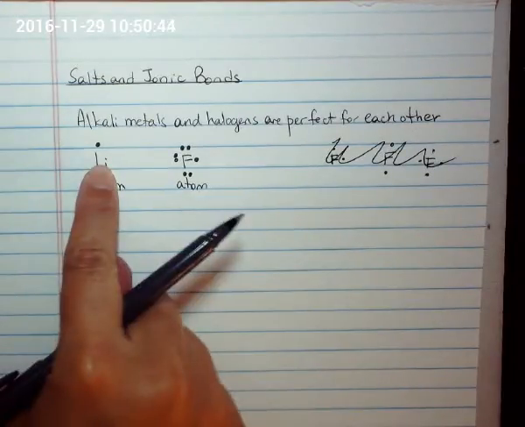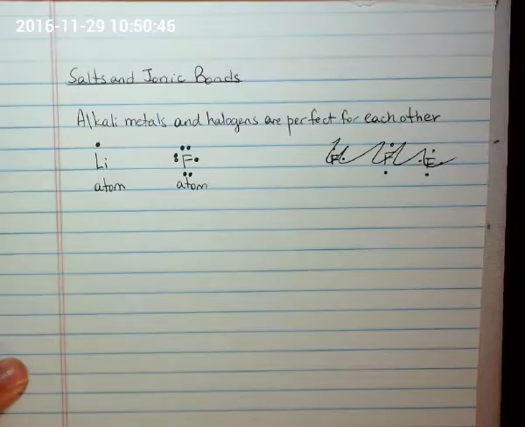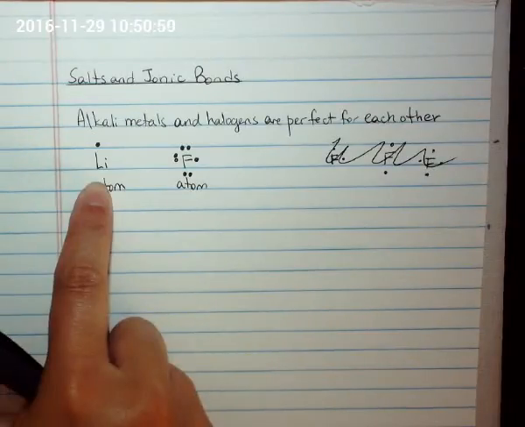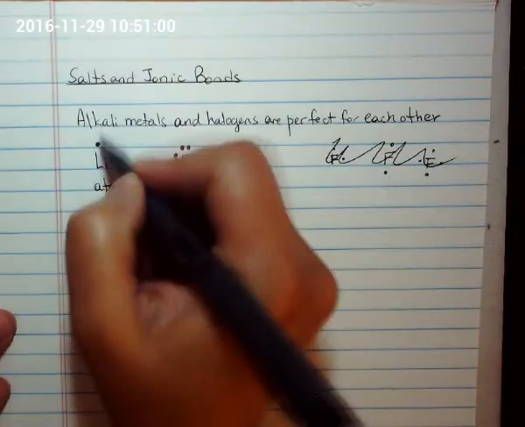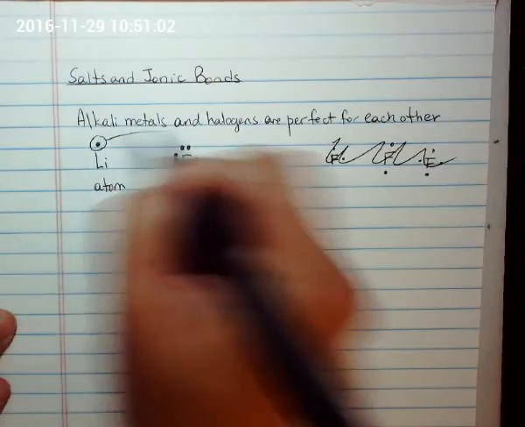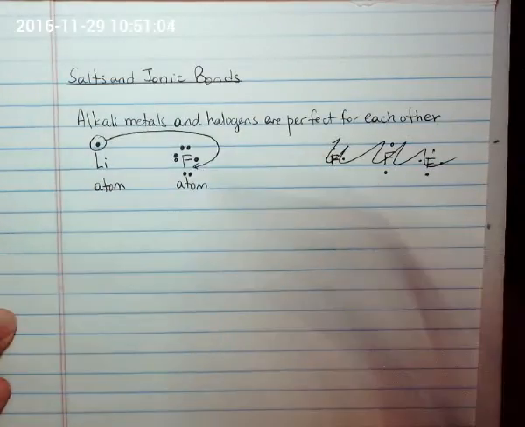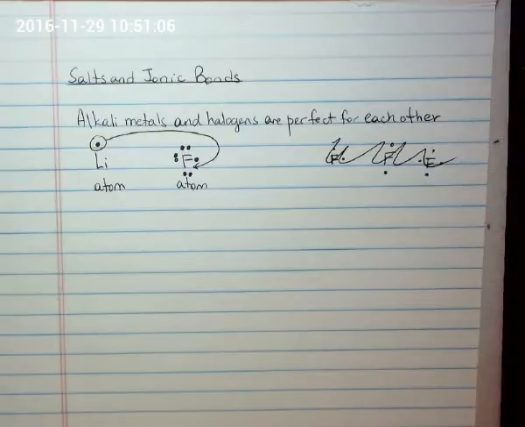Is this guy happy? Oh no, it's miserable. What's wrong? It has 1 valence electron. How many does it really want? It could either gain 7 or lose 1. What does it want to do? Lose it. Okay, guess who's going to lose it to? Fluorine. Why? Because fluorine wants 1 more, right?